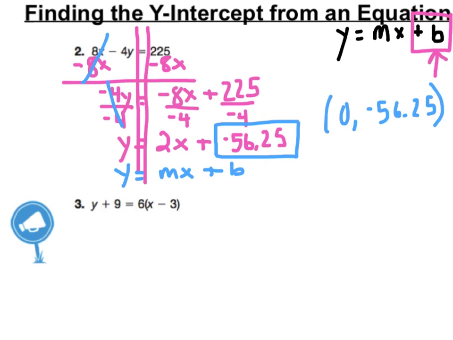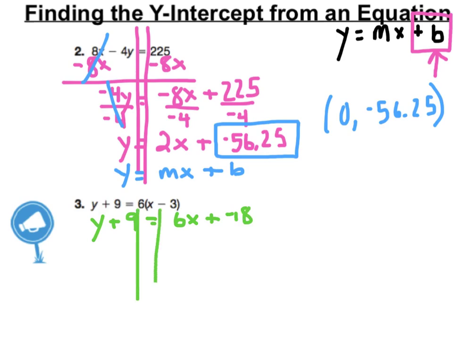Okay, taking a look at number 3, it looks a little more complicated, but it's really not bad at all. We know that we're going to have to do the distributive property on the right-hand side. So on the left, y plus 9 stays y plus 9, and the right will become 6x plus negative 18.